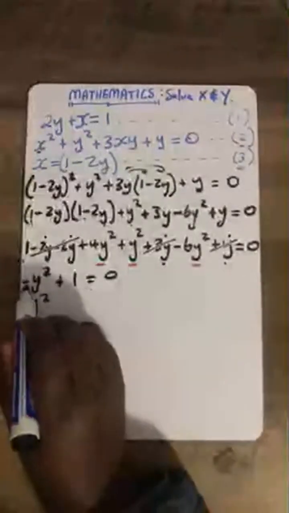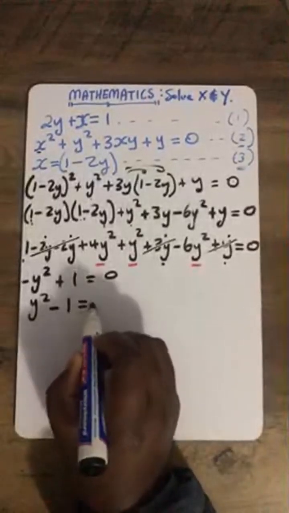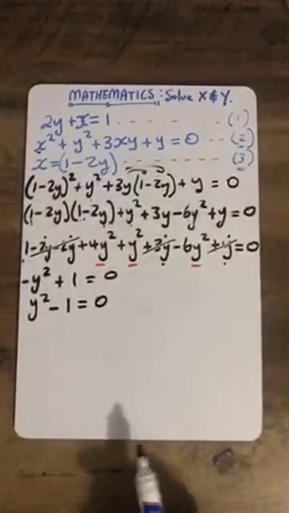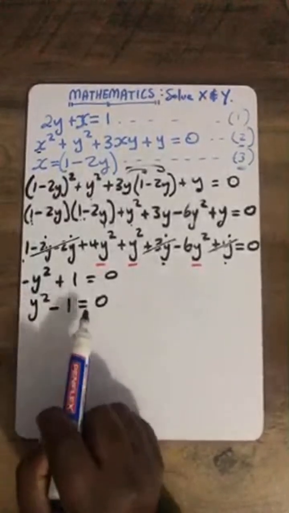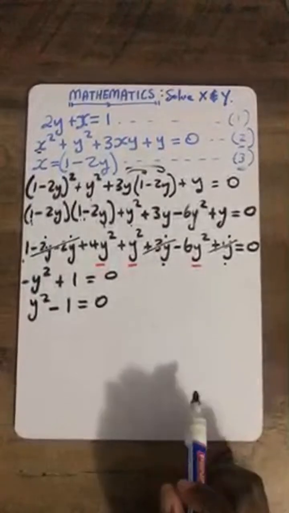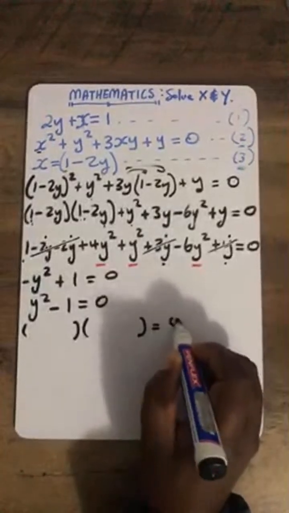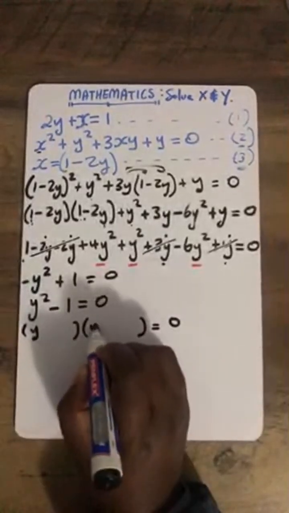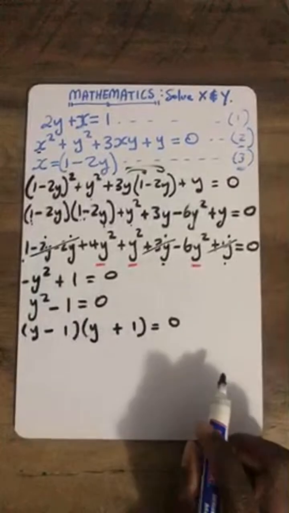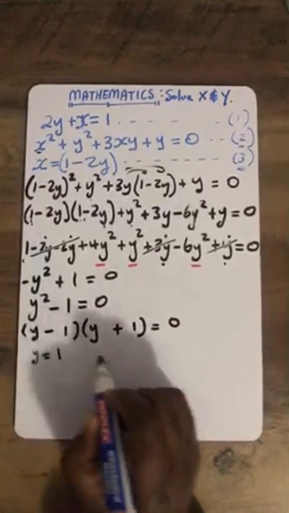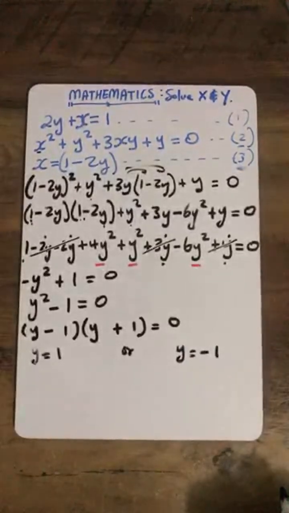Obviously, you don't want a negative y, so what you can do is change the signs of each term, meaning that becomes positive, that becomes negative, and that is equated to 0. I am just wondering if this can be factorized into y, and then we can say 1, 1, with a negative there and a plus there, where y is equal to positive 1, or y is equal to negative 1.